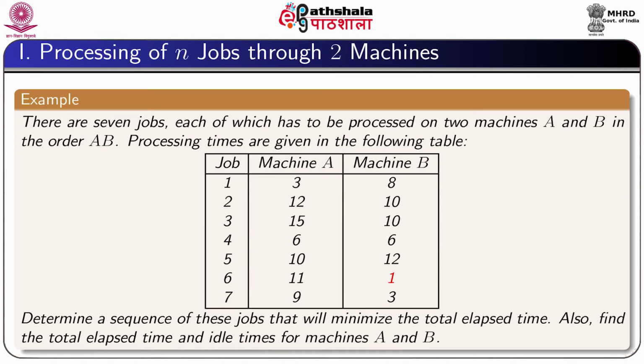Let us consider another example. There are 7 jobs, each of which has to be processed on 2 machines A and B in the order AB, and processing times are given in the following table. We have to determine a sequence of these jobs that will minimize the total elapsed time. Also, we have to find the total elapsed time and idle times for machines A and B.